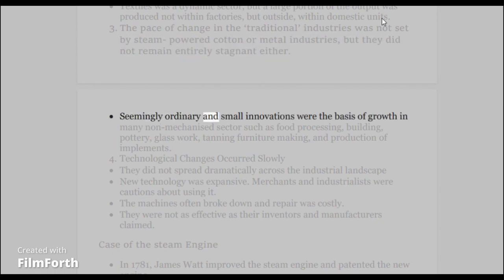Seemingly ordinary and small innovations were the basis of growth in many non-mechanized sectors such as food processing, building, pottery, glasswork, tanning, furniture making, and production of implements.